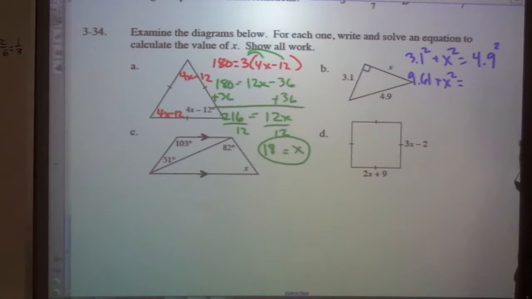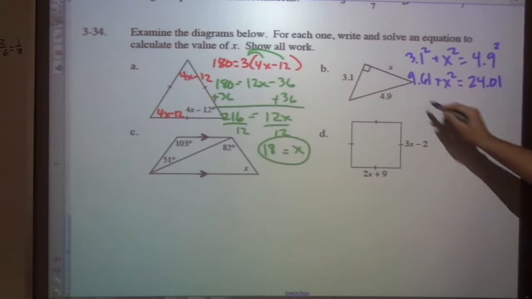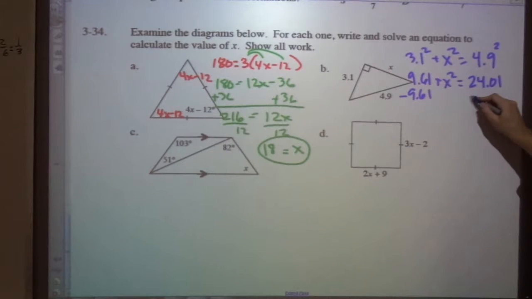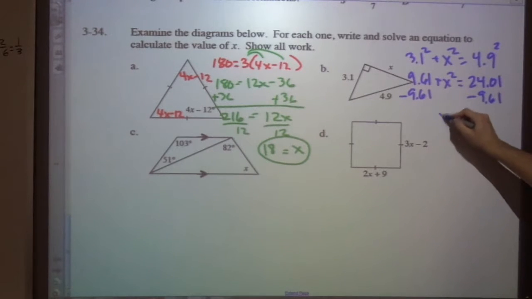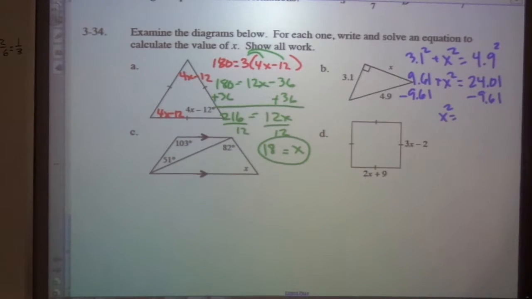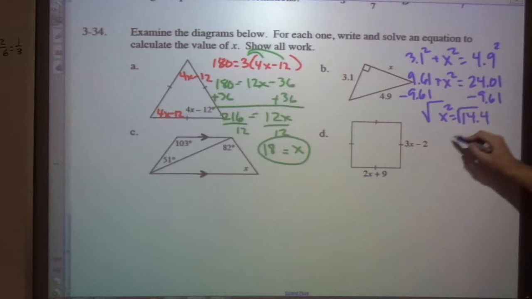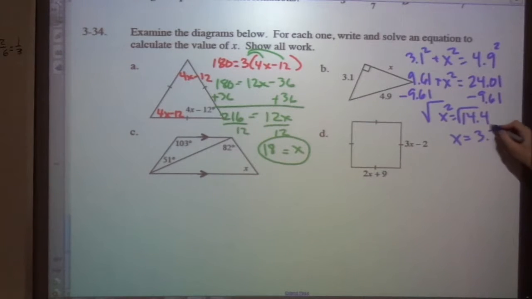Should be a little less than 25. 24.01. Thank you. Now let's subtract 9.61. 24.01 minus 9.61. 14.4. And it's almost done, but I still have to square root both sides. The square root of 14.4. 3.7. Okay. There we go, that's B.